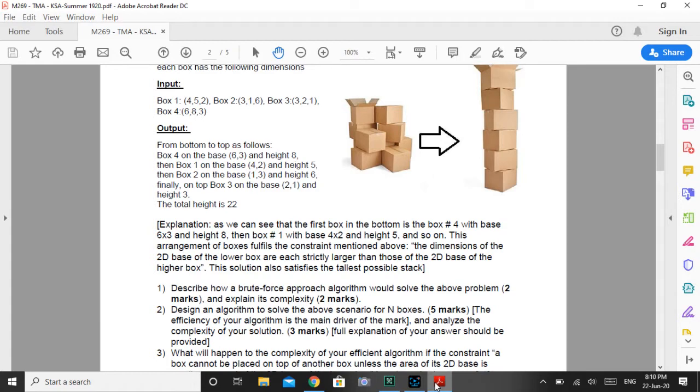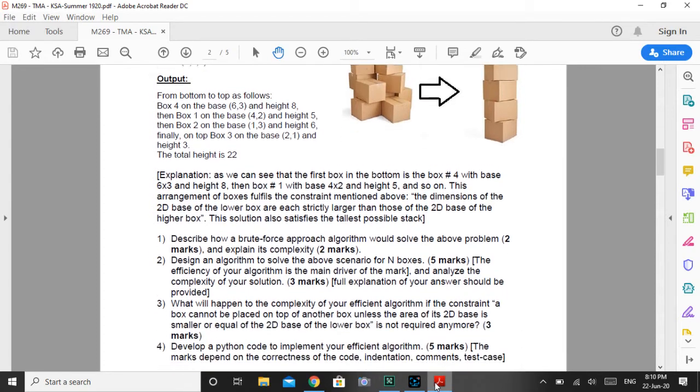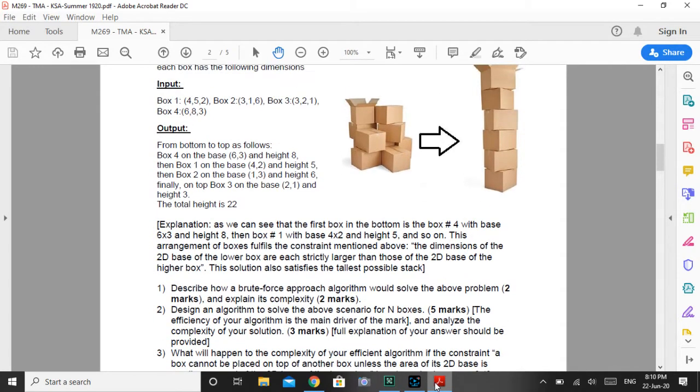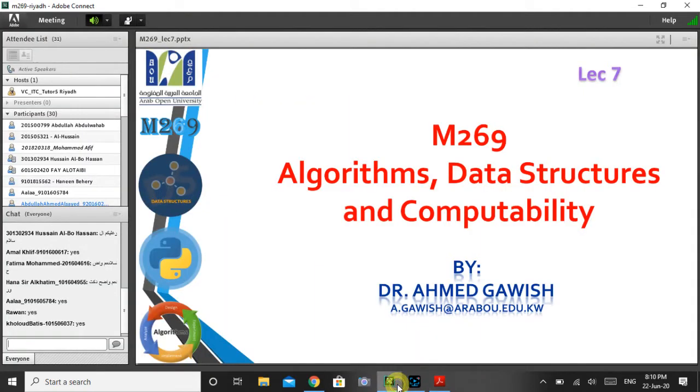What does this mean? It means for box 1, you need to try when it is 4, 5, 2, and then try when it is 5, 2, 4, or you try when 2, 4, 5, and so on. So these are the possible solutions for box 1. And then the same thing for box 2, and box 3, and box 4. And try these sets of combinations until you come up with the best solution. This is called brute force. So you need to describe how it can solve it and what is the complexity of this solution in terms of big O notation.